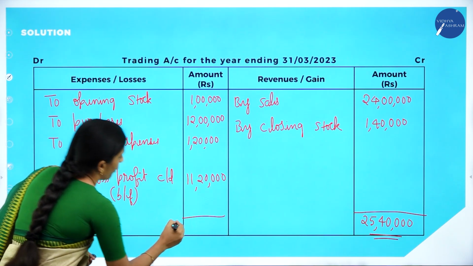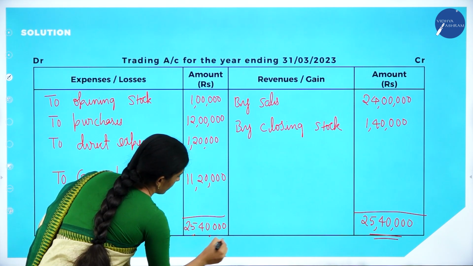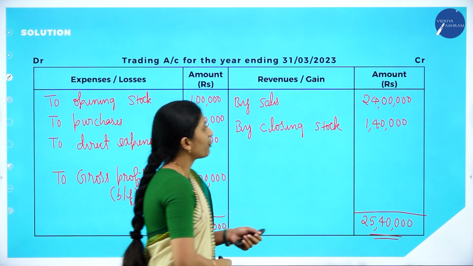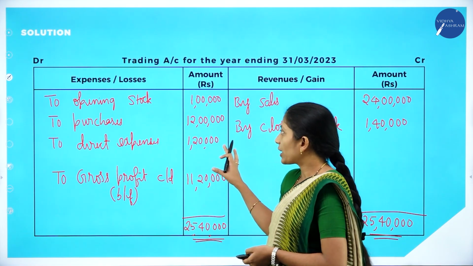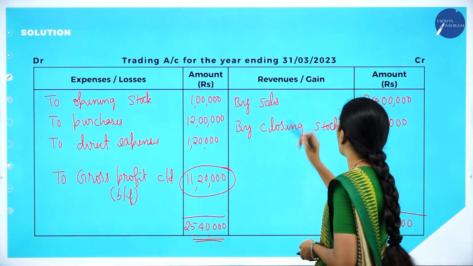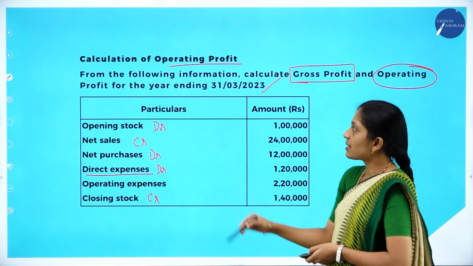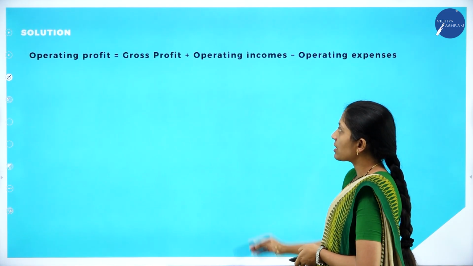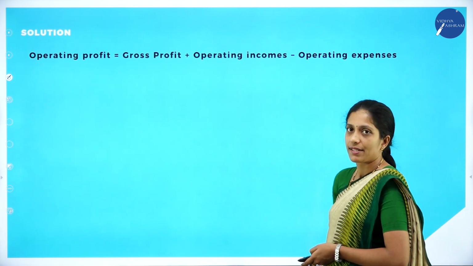So we got gross profit, total of both the sides is 25,40,000. So 24 lakh plus 1,40,000, that is 25,40,000. So hope you are clear that we got the gross profit. So using this gross profit, what do we have to calculate? We have to calculate operating profit. So there is a formula. Operating profit is equal to gross profit plus operating income minus operating expenses.